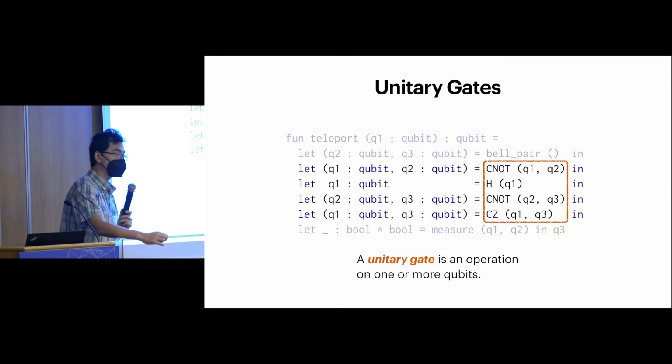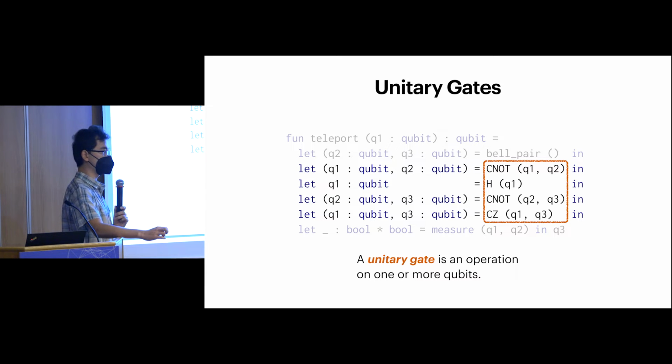What can you do with quantum states? Well, you can execute unitary operations on them. So in this program here, we're executing a couple of unitaries, such as the controlled NOT gate, the Hadamard gate, and the controlled Z gate. For the purposes of this talk, it's not too essential to know the exact semantics of each one of these gates, but you do have to keep in mind that each gate has a unique semantics mapping from states to states.